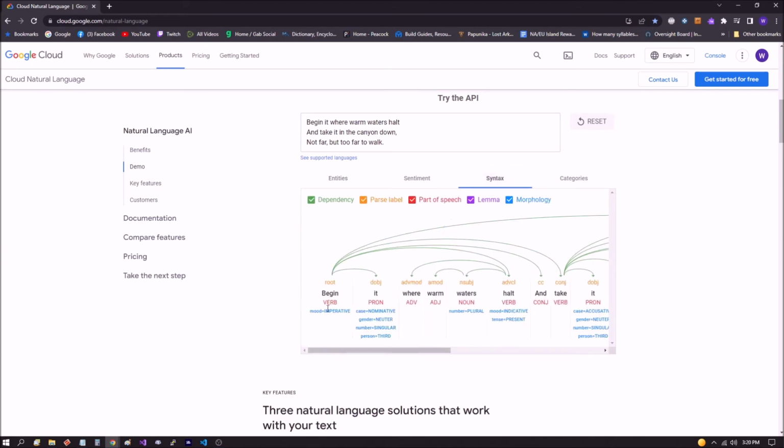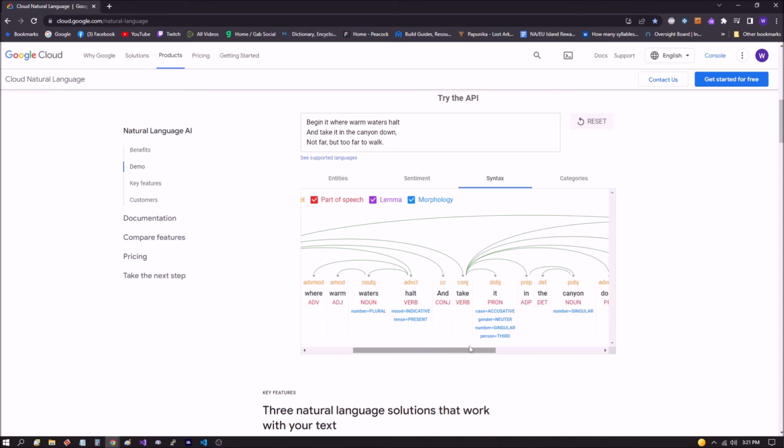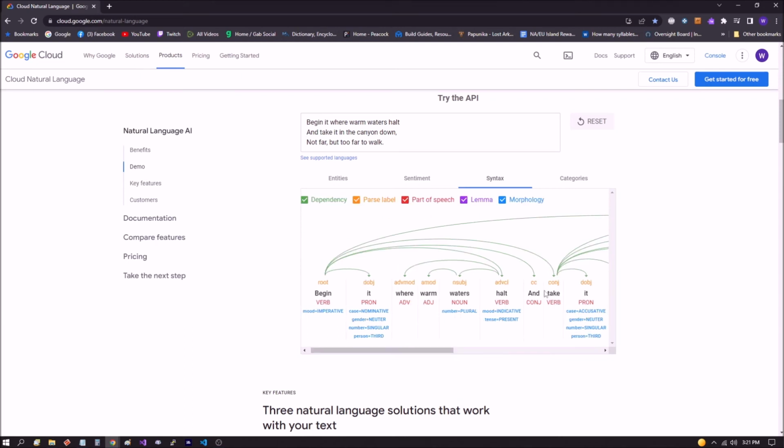So there you can see, "begin it." Okay, so this is the direct object, "it." He's telling you what to begin. What do I begin? I begin it. This is beginning the adverb phrase, where warm water halts and takes. And you can see how everything is being connected up here, right? So all of that is tied to these compound verbs because "begin" is telling you to begin it where these two things occur, okay? So that's why you see it attached to the verb.